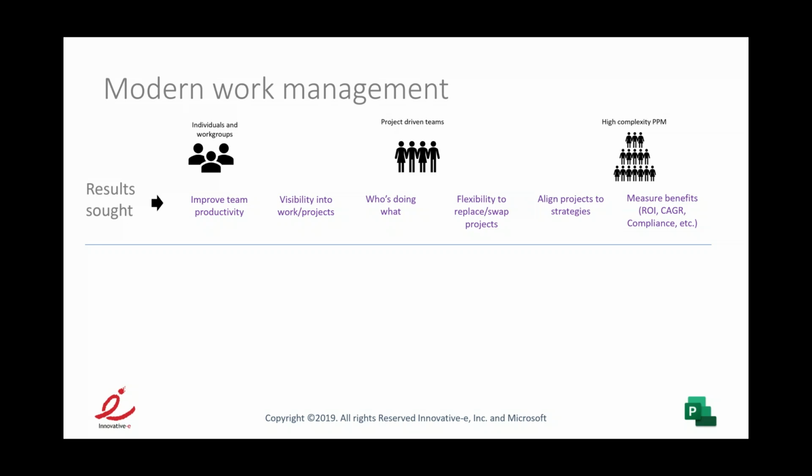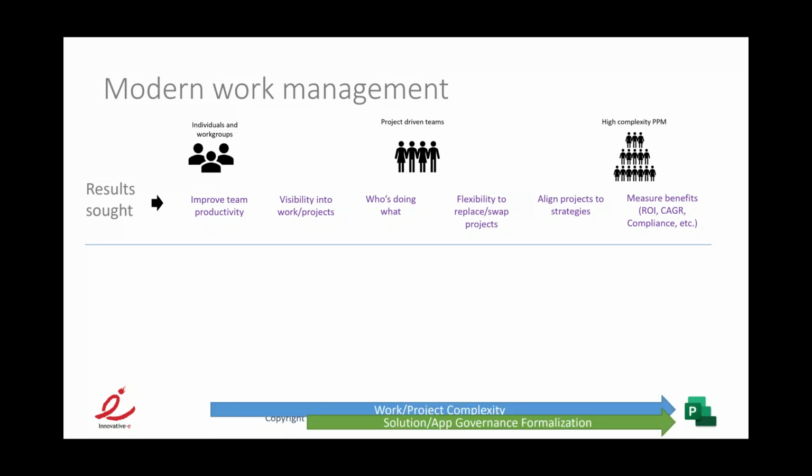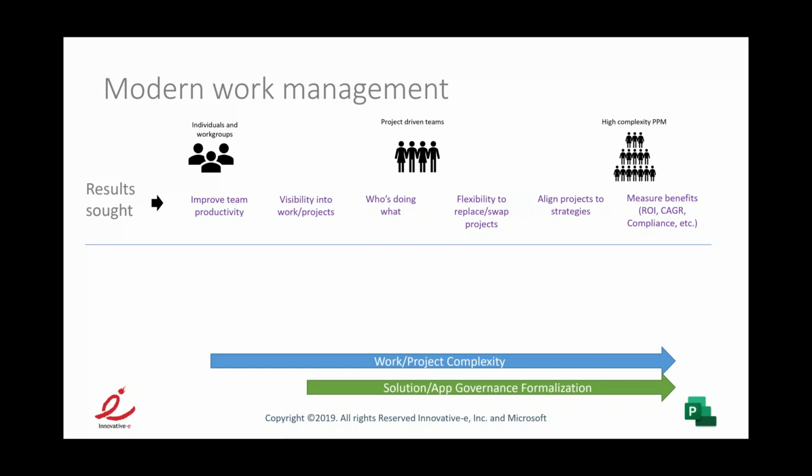And as we move up the scale here into project-driven teams, we need some flexibility to replan and swap projects. And then as we get to a more high complexity PPM or an organized project management office, we want to align projects to strategies, and we want to measure benefits and compliance. So Microsoft wants to cover the gamut here in terms of project and work management, from the simple individuals and work groups all the way up to highly complex PPM solutions. And really, Project for the Web is designed to do the lower end of this, if you will. And as you increase your work and your project complexity, you're going to need more formal governance and solutions.